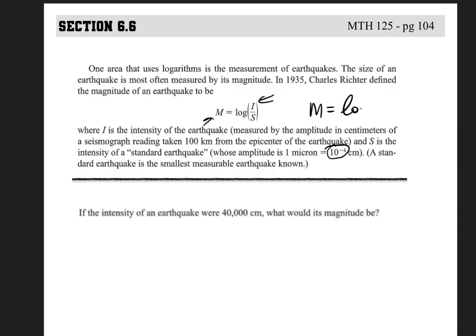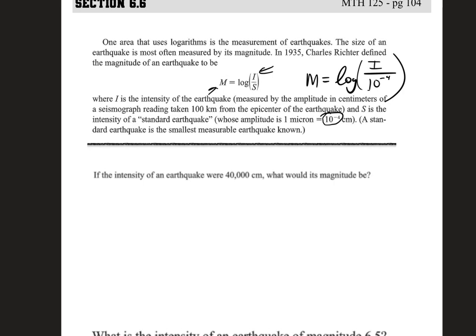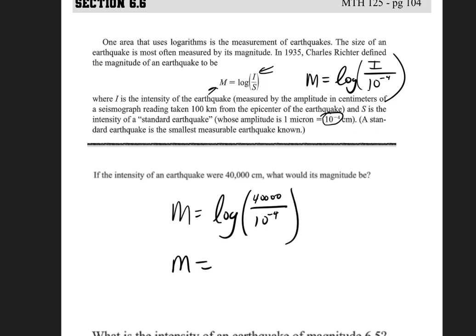Actually, this formula is like this. And so there's two unknowns in the formula, M or I. So this first one says, if the intensity is 40,000 centimeters, what is the magnitude? All I have to do is plug in 40,000 where there is an I for intensity and throw this in a calculator. 40,000 divided by 10 to the power of negative 4, all tucked into a log.